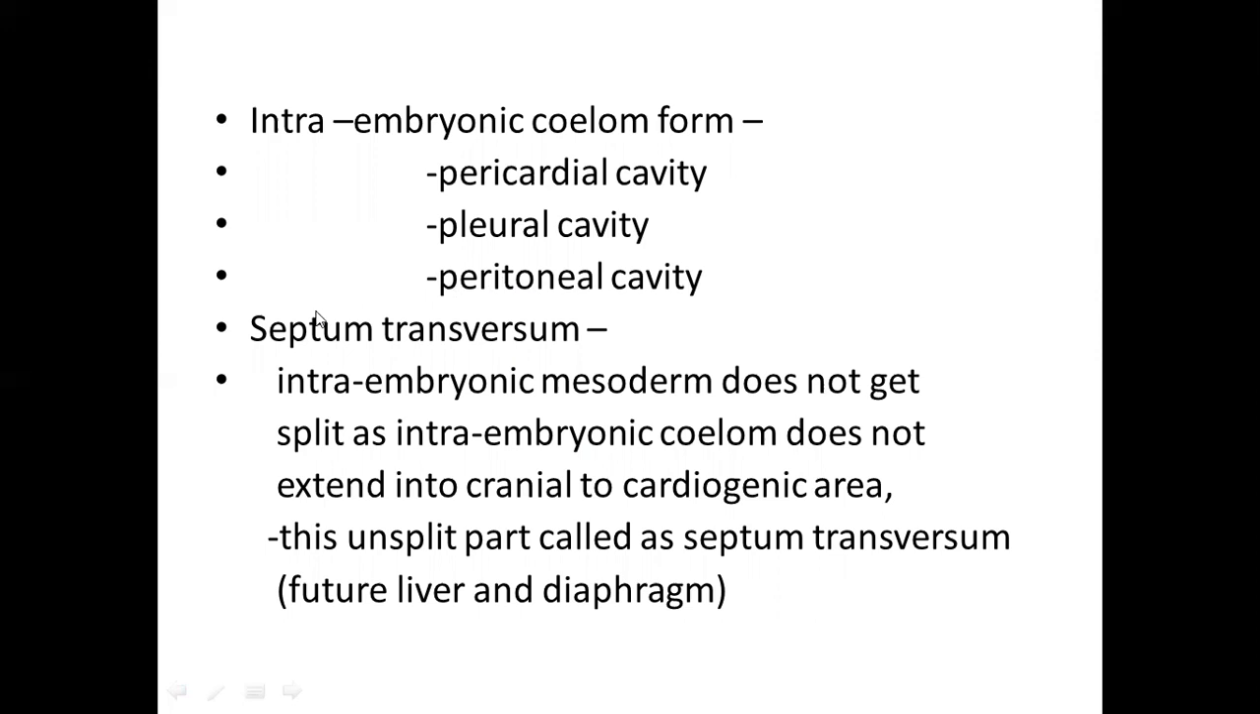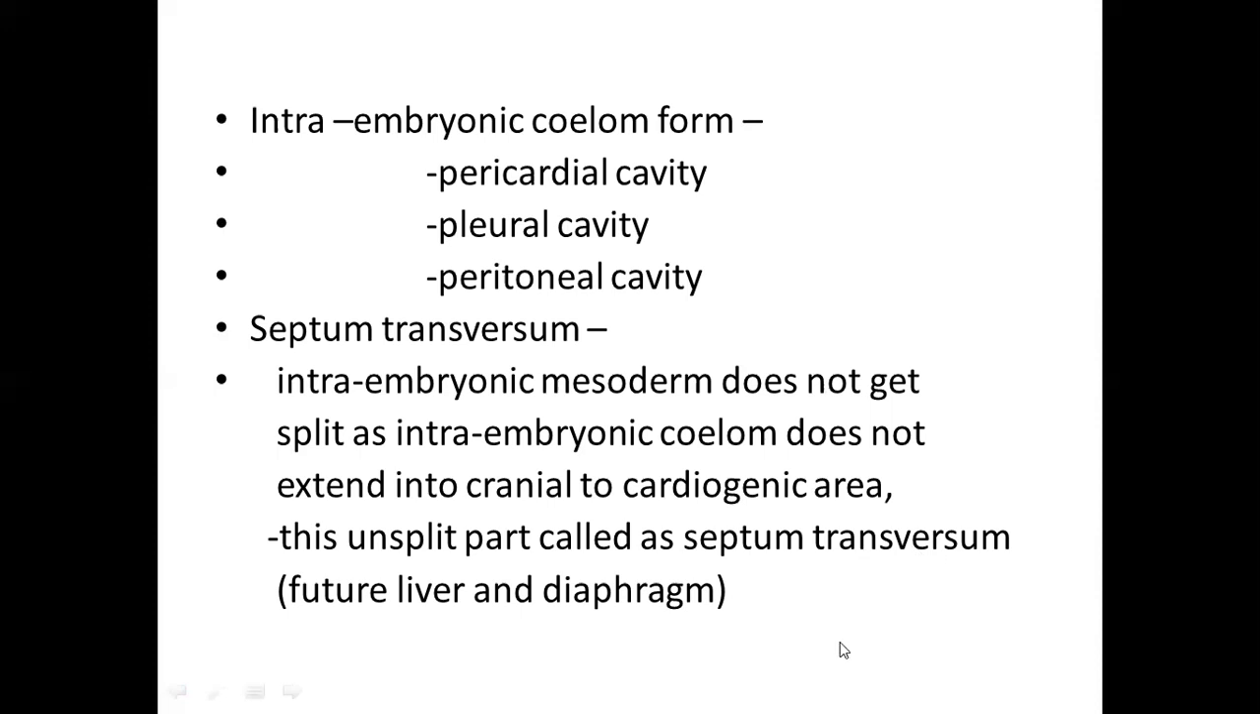Now, another important structure we should know is the septum transversum. Now, what is it? Intraembryonic mesoderm does not get split, as the intraembryonic coelom does not extend cranial to the cardiogenic area. This unsplit part of intraembryonic mesoderm is called the septum transversum. And what is the septum transversum? It is nothing but the future liver and diaphragm. So in our body, liver and diaphragm get formed from the septum transversum.